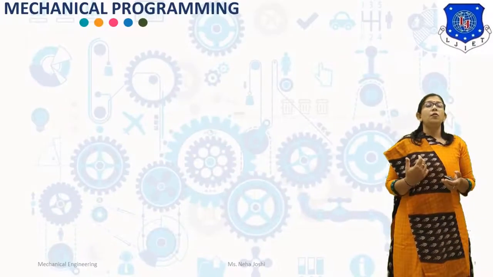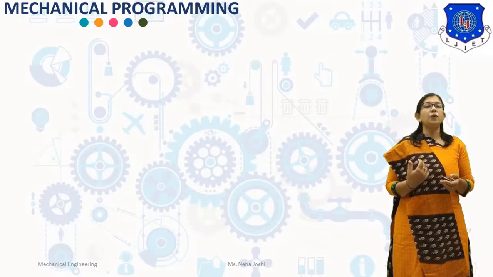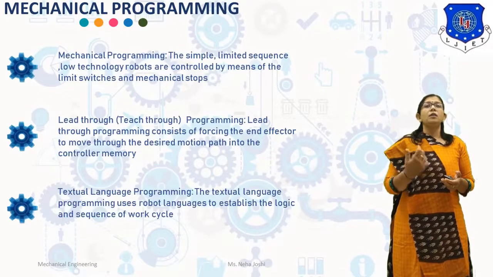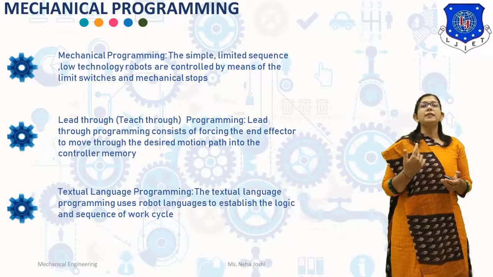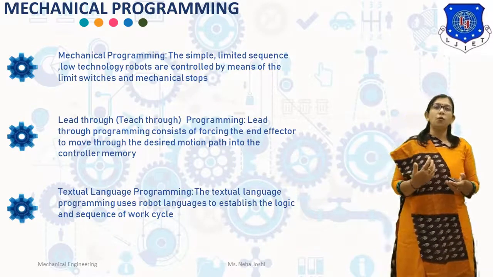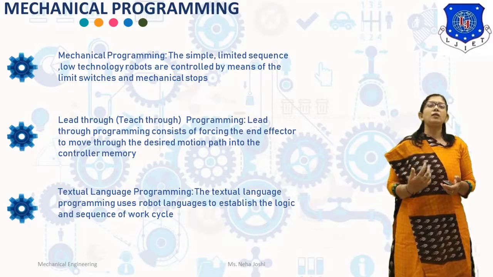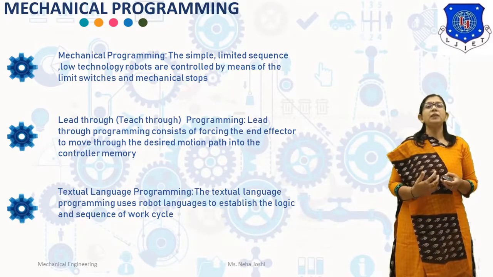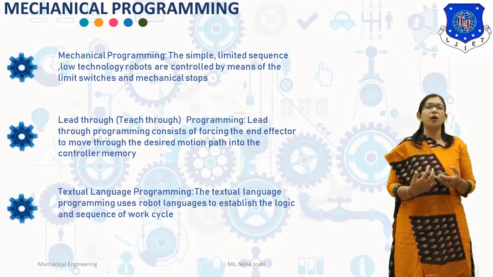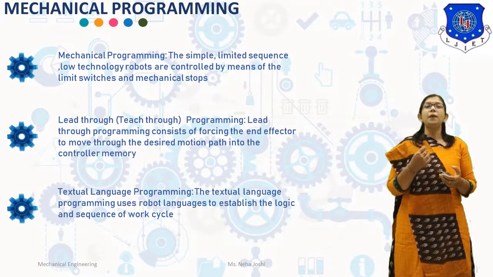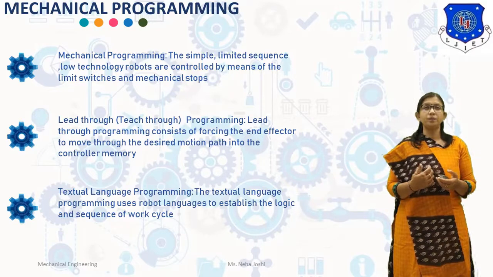Now, first one is mechanical programming. The simple limited sequence low technology robots are controlled by means of limited switches and mechanical stops. The setting of these limited switches and the mechanical stops is known as mechanical programming. It is used in simple pick and place type robots.